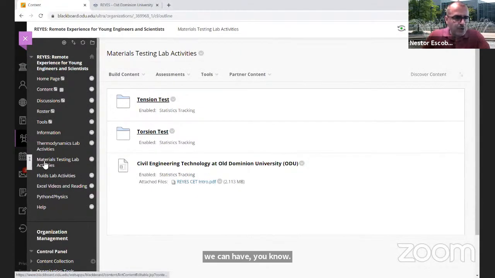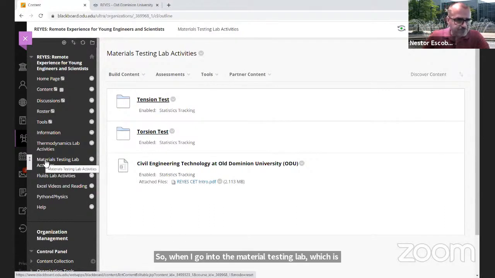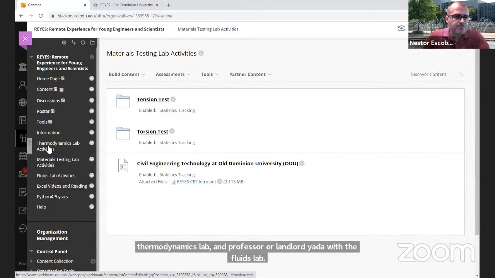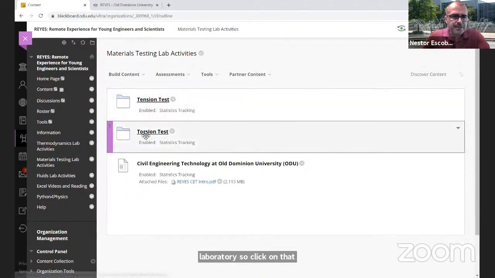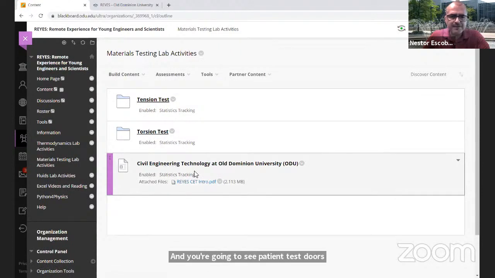So when I go into the material testing lab, which is the part that I am in charge of, you'll be able to see Professor Nathan Lotke with the thermodynamics lab and Professor Orlando Ayala with the fluids lab. And those are, as I mentioned before, scheduled, so you'll be able to see that on the REYES website. I'm going to be in charge of the material testing laboratory, so click on that. And you're going to see tension test, torsion test, and a civil engineering technology folder.